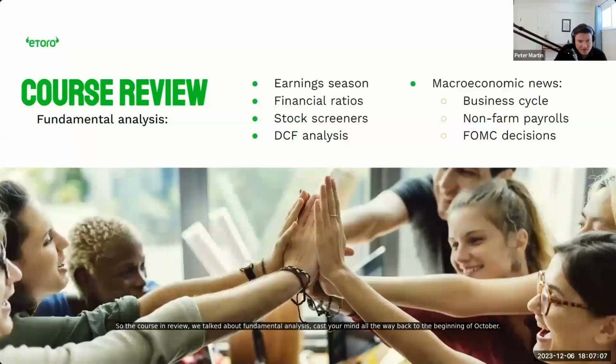So the course in review, we talked about fundamental analysis. Cast your mind all the way back to the beginning of October. We talked about earnings season, the US earnings season, when we get all the big companies reporting on the heels of each other. We talked about looking at multiples, financial ratios, things like price to earnings growth, price to book, those sort of things. And we also talked about how companies report, breaking down things like the income statement, the balance sheet, and the statement of cash flows.